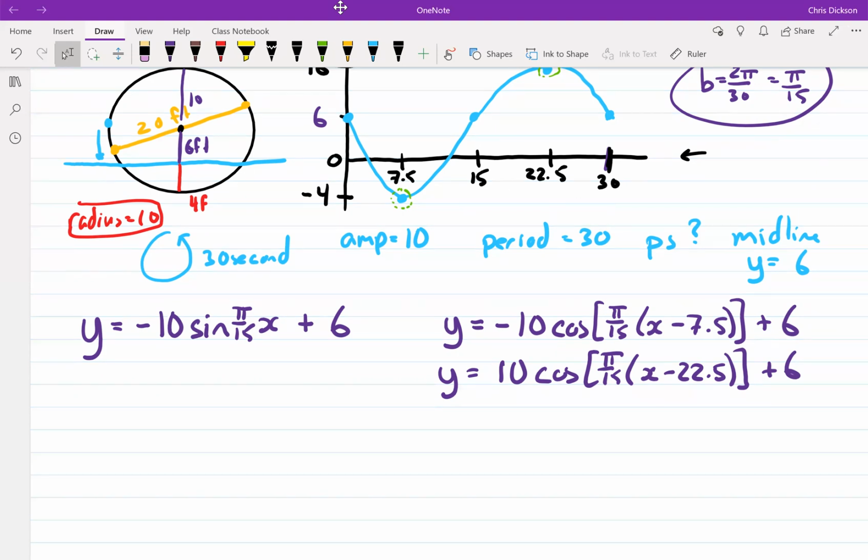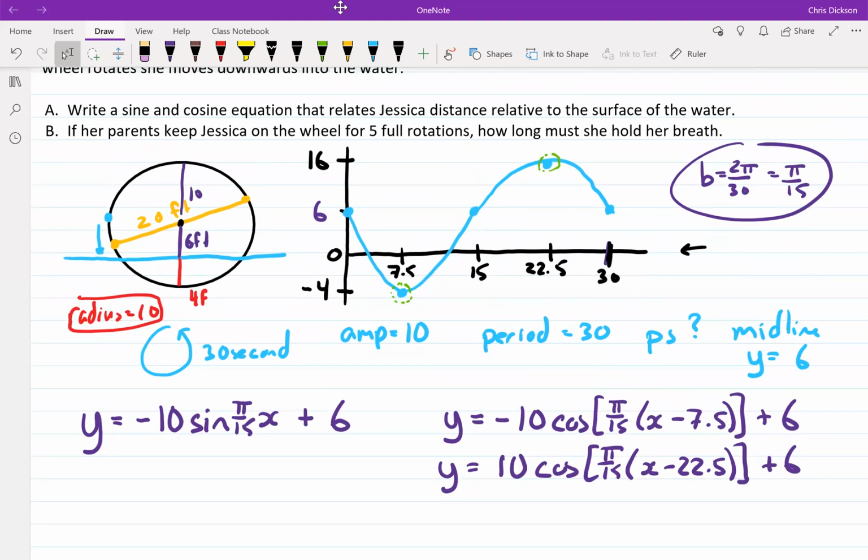Okay, so what was the question asking in the first place? It says, if her parents keep Jessica on the wheel for 5 rotations, how long must she hold her breath? Well, Jessica is terrestrial, so she cannot breathe when she's in the water. So anytime she's below a height of 0, she's going to have to hold her breath. So what I'm going to try to find out are these x-intercepts here. I'm going to try to find out that place and that place. And we're going to use that little technique we used above if we just find one of them. But this point here, I'm going to say that's time 1. And I'm going to say this here is time 2.